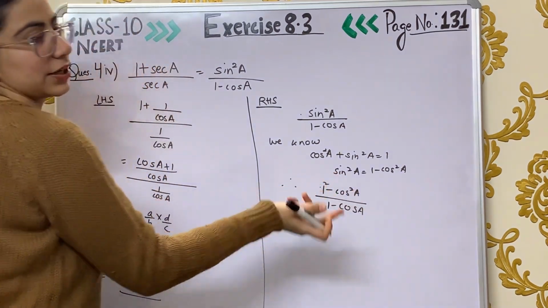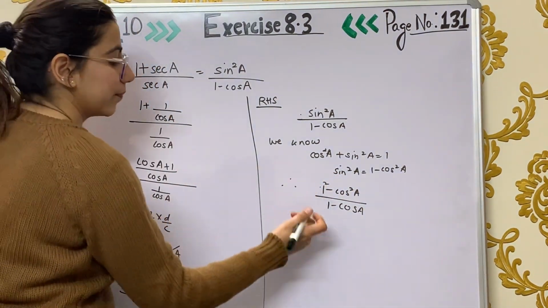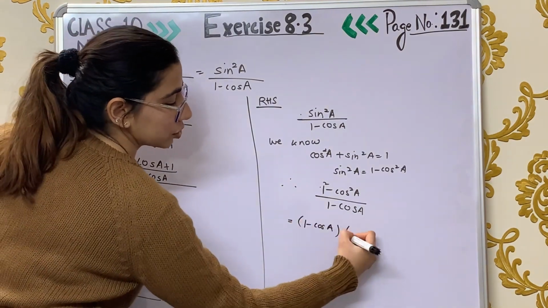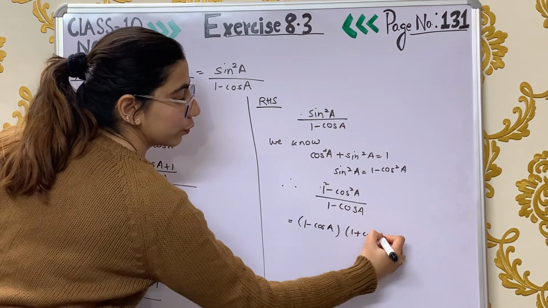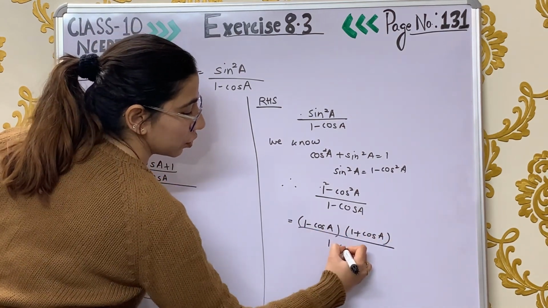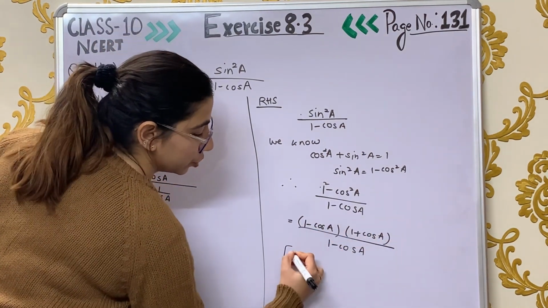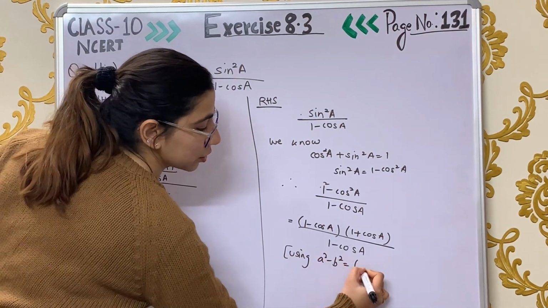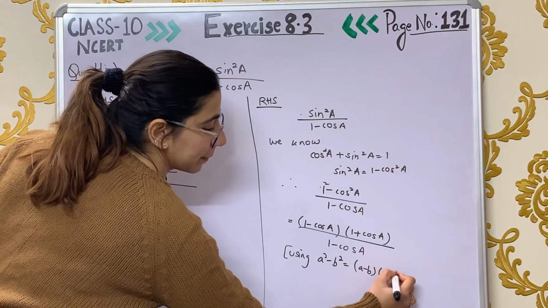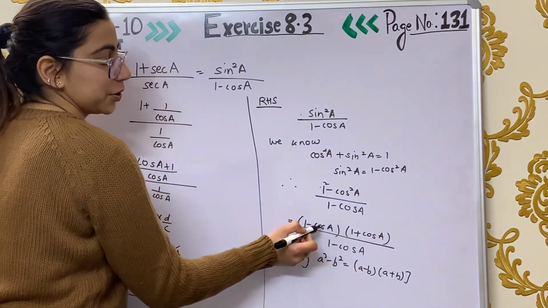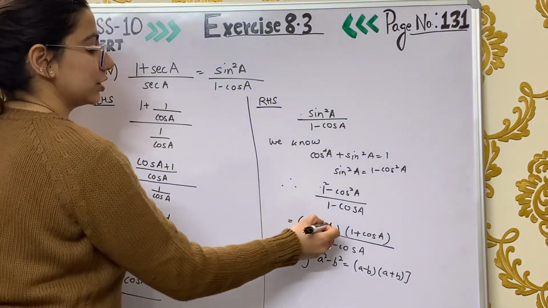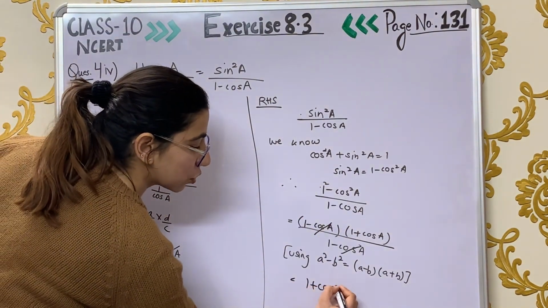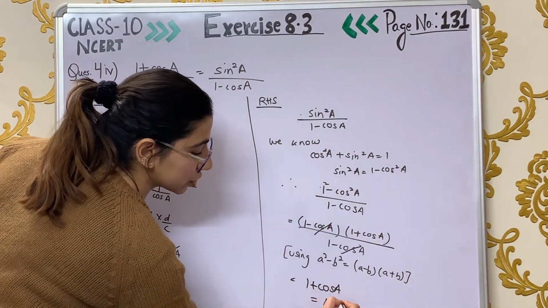Now, square of 1 is 1 only, so we can write this as 1 square minus cos square A, which is 1 minus cos A into 1 plus cos A upon 1 minus cos A. How? Using A square minus B square, which is equals to A minus B into A plus B. Right, now we have the same term in numerator as well as denominator, so these get cancelled. So our answer comes out to be 1 plus cos A, which is equals to LHS.